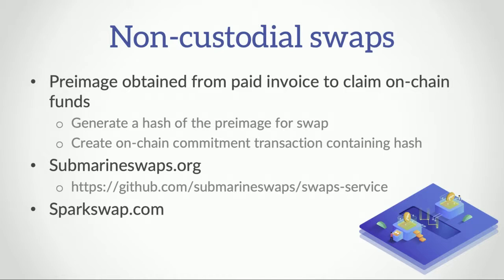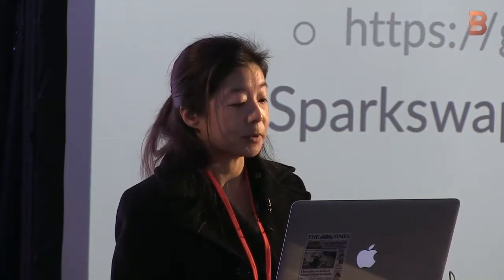You can also perform non-custodial swaps. As we saw previously, we can create on-chain transactions where the balance of the transaction can only be claimed if you have a payment preimage. A submarine swap is when you exchange a Bitcoin transaction for a paid Lightning invoice. And SparkSwap is an exchange that is trying to do trust-minimized non-custodial swaps. It just hosts the order book and enables people to create non-custodial atomic swaps.